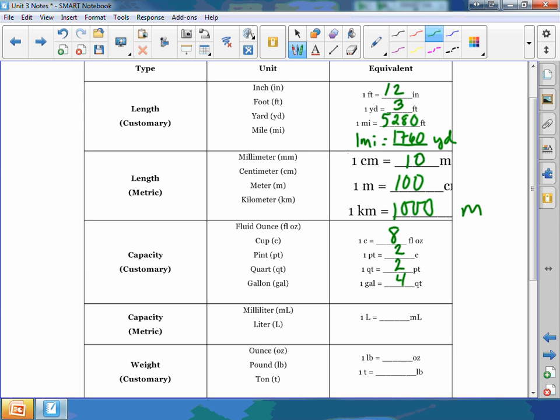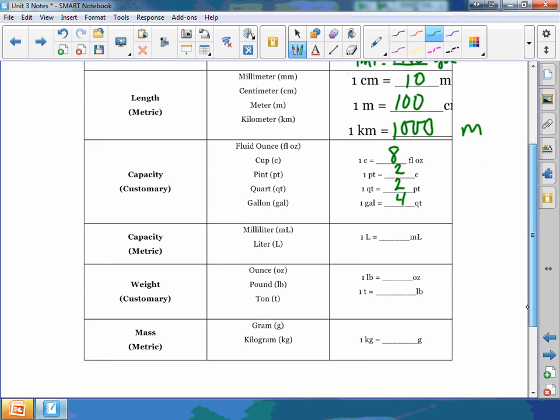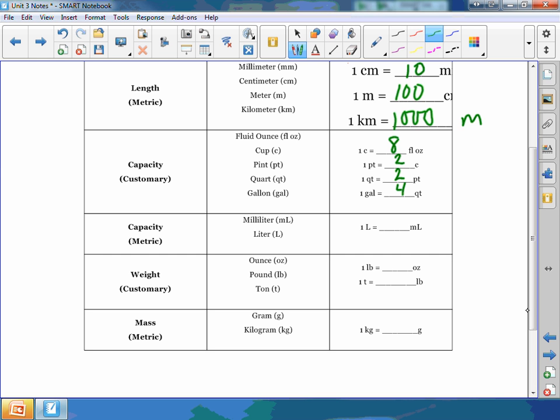So those are some of the customary forms of capacity, like how much it will hold. And really the only one we're going to apply here on the metric would be the liters to milliliters. So how many milliliters would there be in 1 liter? There's 1,000, yeah.